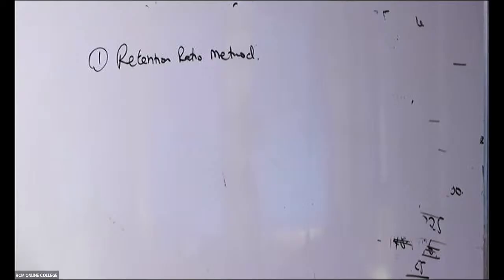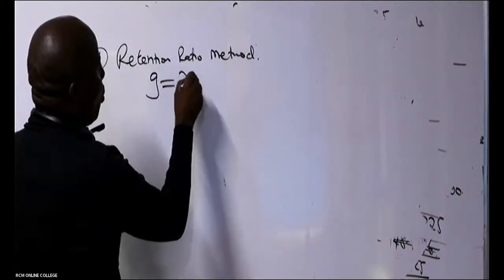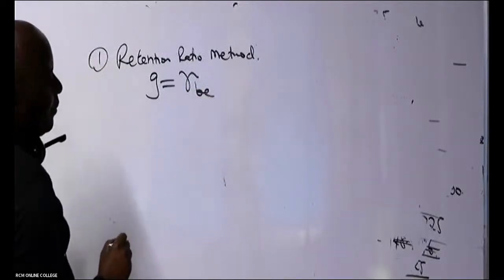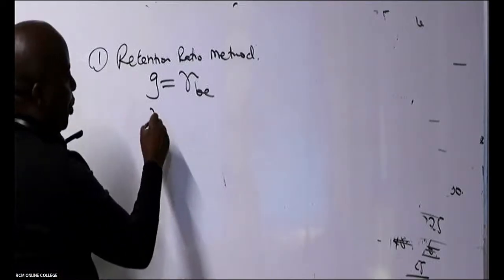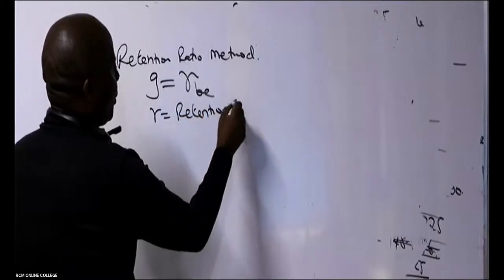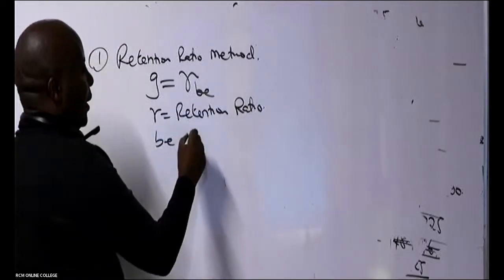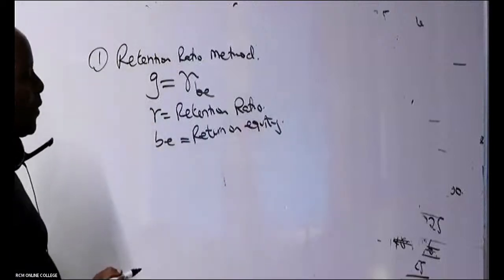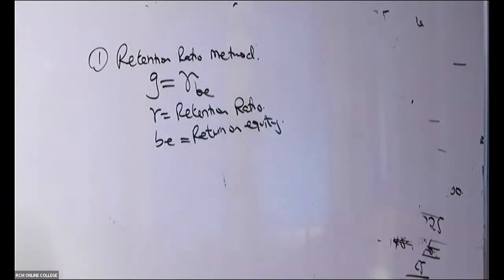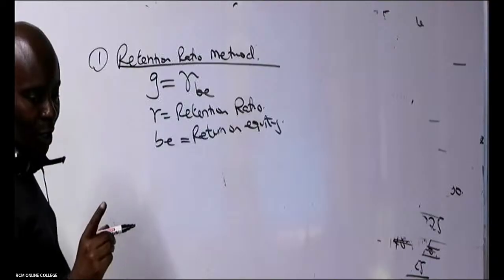Retention ratio method. So in the retention ratio method, we basically say G equals RBE, where R is the retention ratio and ROE is the return on equity. Very important, ladies and gentlemen, for you to appreciate this method called the retention ratio method.